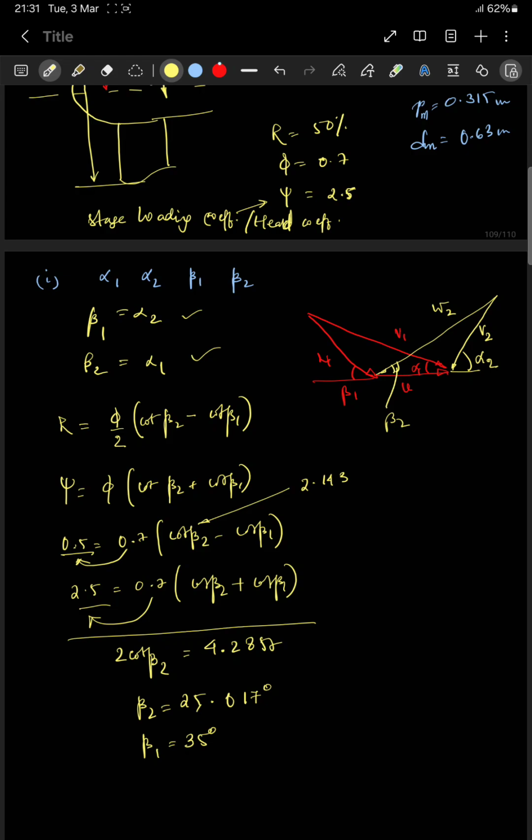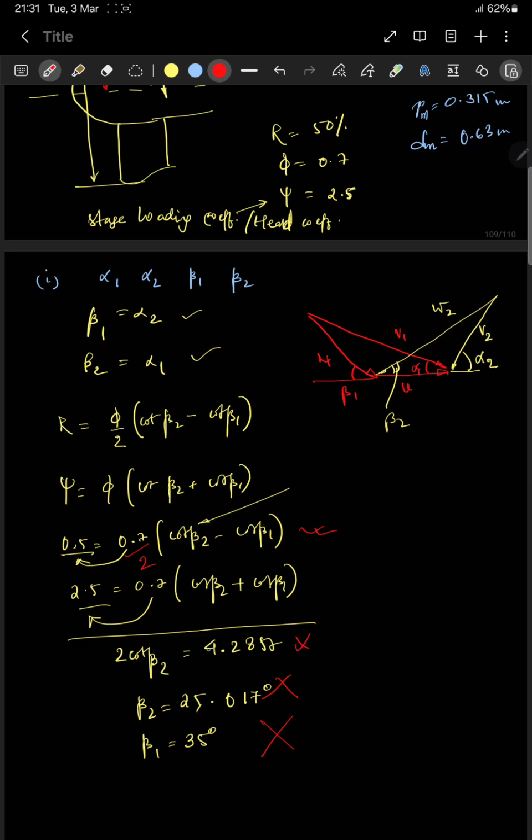And the answer is not matching. I have made a huge mistake. Here it will be divided by 2. I always make this mistake. Very poor. So let me do it once again.